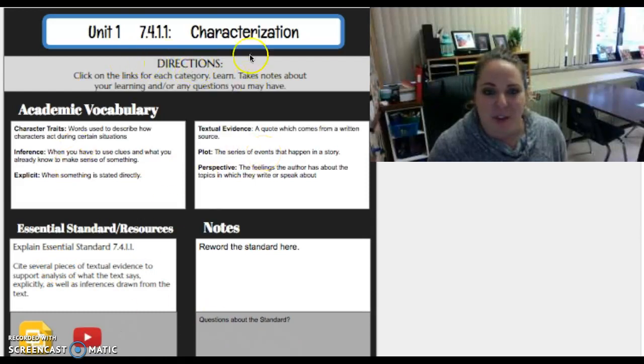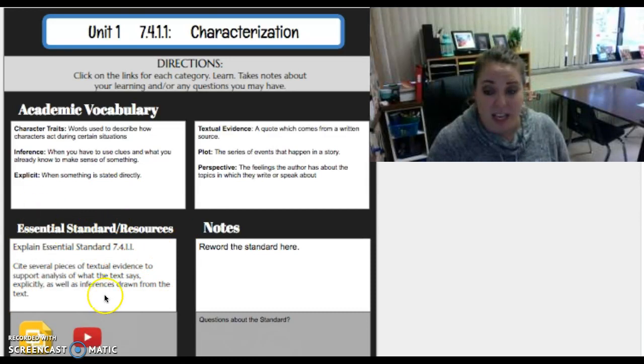So, there are directions here at the top that say click on the links for each category, learn, take notes about your learning, and/or any questions you may have, right? And then there's this section of academic vocabulary. These terms, these words, are important for you to know the meaning of. So it would be good for you to read through this and learn these, whether that means you make flashcards so that you can study them, or whether it just means that you read them every day until you really feel good about them and you know them. It could mean lots of different things, but you need to know this vocabulary.